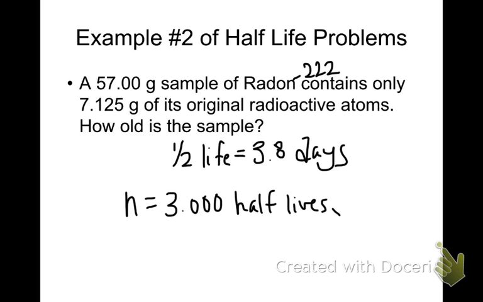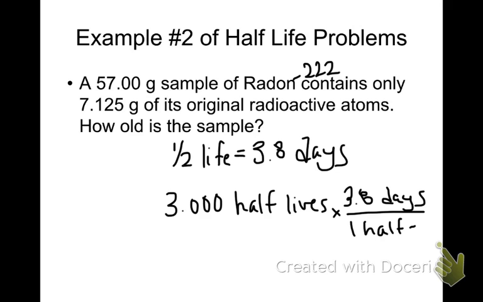And basically what we're doing is this. We're saying there's 3 half-lives, and there are 3.8 days per 1 half-life. So that's why we multiply. So we know 3 half-lives and each one is 3.8 days. So altogether that would be, let's see, 3 times 3 is 9 plus 11.4.